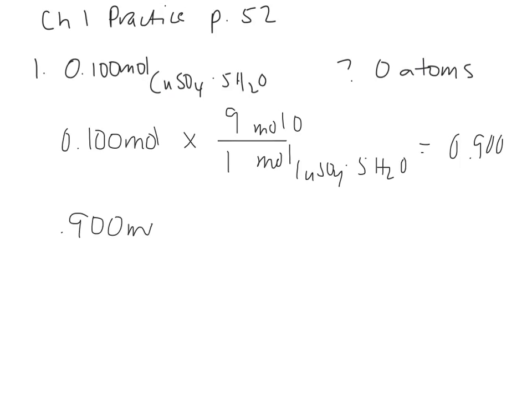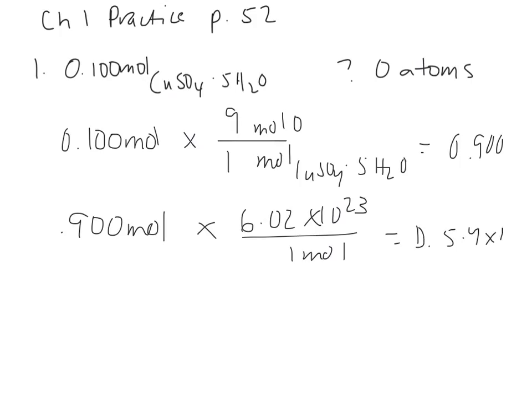And then I could take that times Avogadro's number, which is 6.02 times 10 to the 23rd of anything in a mole. And that's where I came up with answer D, 5.4 times 10 to the 23rd.